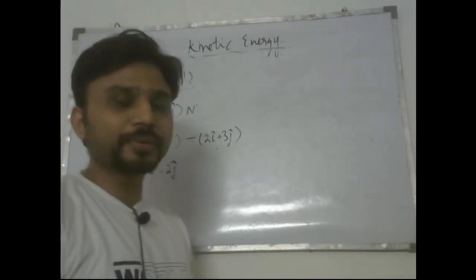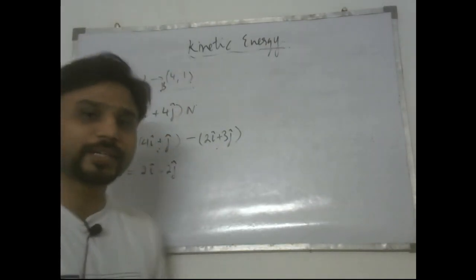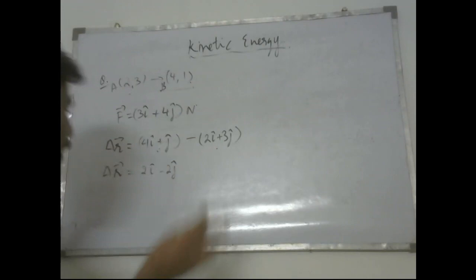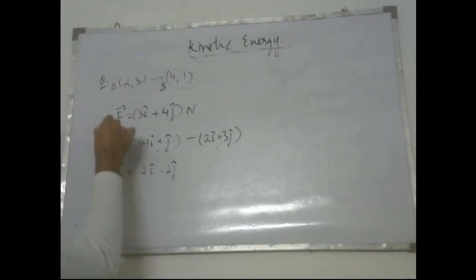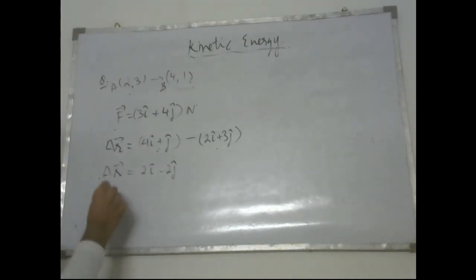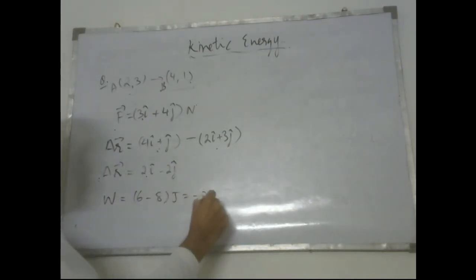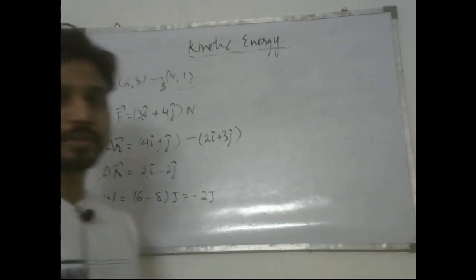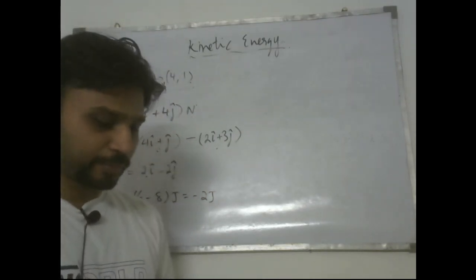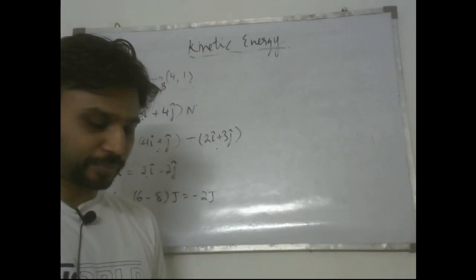What matters is the force is constant, and since force is constant, it is simply coming out of the integral, and we have to directly multiply. So f dot delta r would give us the work done on the particle. F and delta r can be calculated by simply multiplying and adding. So it would give us 6 minus 8 joules of work, that is minus 2 joules of work done. So this was question number 1. Let us move on to the next question.